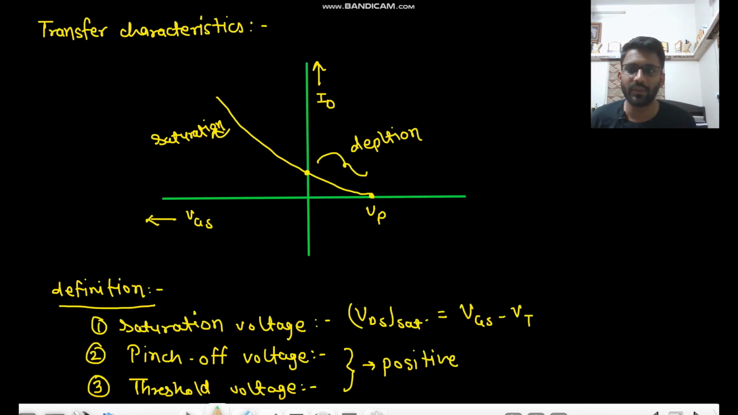Right? Now we will see the transfer characteristics. So if we are increasing the value of VGS, if we are applying the negative value of VGS, surely we will have some current. But at positive value of VGS also we will have some current. But after a certain positive value of VGS, we will not have any current.